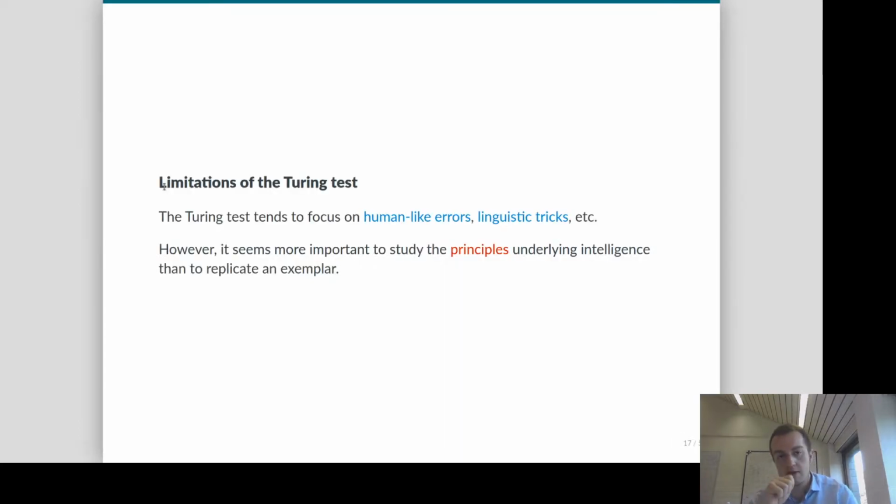And so this is why this test actually has many limitations when you think about it, because you would then tend to focus on human-like errors, on linguistic tricks and other things, and not really on artificial intelligence itself. Okay, so this is why I think it seems more important to study the principle underlying intelligence than really to try to replicate one of them.